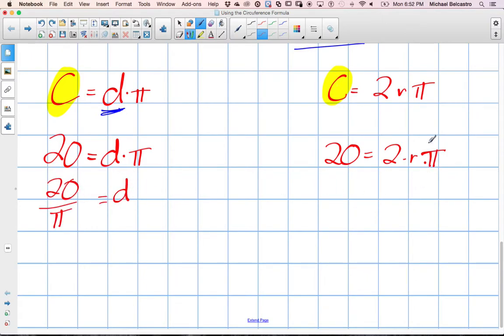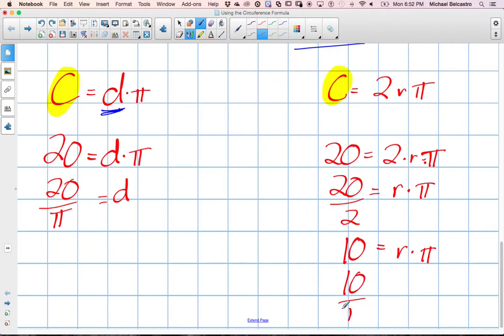Now, this one's a little harder. I want you to think of it like this. Think of it like we're going to move one thing at a time. So this is 2 times r times pi. Let's say I want to move the 2. Because it's multiplication, how do I move the 2? You move it to the left. Yeah, by using what? By using division. Okay, so we still have r and pi. Now we know 20 divided by 2 is 10, which is equal to r times pi. And we already said over here that to get the letter by itself, we divide by pi. So we have 10 divided by pi equals r.